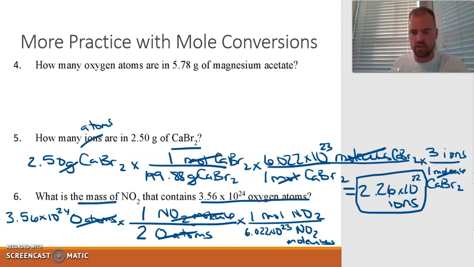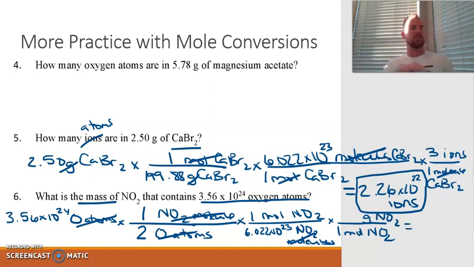And so nitrogen dioxide molecules cancel, and now I'm in moles of nitrogen dioxide. And so then the final step is 1 mole of nitrogen dioxide. Nitrogen dioxide, there we go. We'll have a mass of, and that's what we need to figure out. So let's see what it would be.